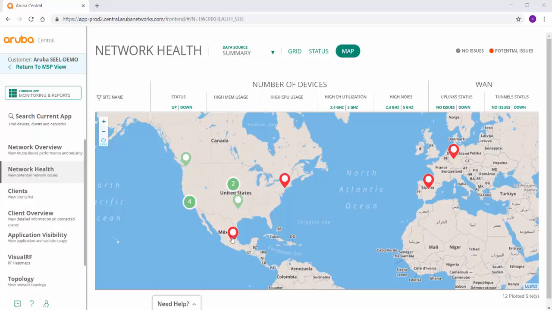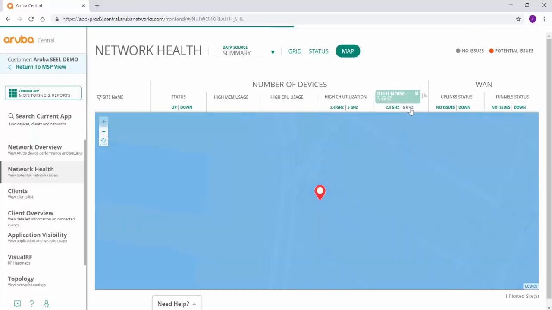This is in contrast to the performance degradation that has been reported in Mexico, on the East Coast, and also in some of my European offices. Now, I may want to understand if there is a common issue across those 4 sites. So using these filters here, I can filter to understand if any of these sites have reported high channel utilization in the 5 gigahertz spectrum. Good to see that that's not an issue. What about from a high noise perspective on 5 gigahertz?